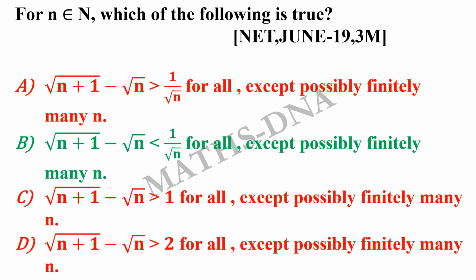And so option B, that is root n plus 1 minus root n is less than 1 upon root n for all except possibly finitely many n's, will be correct.